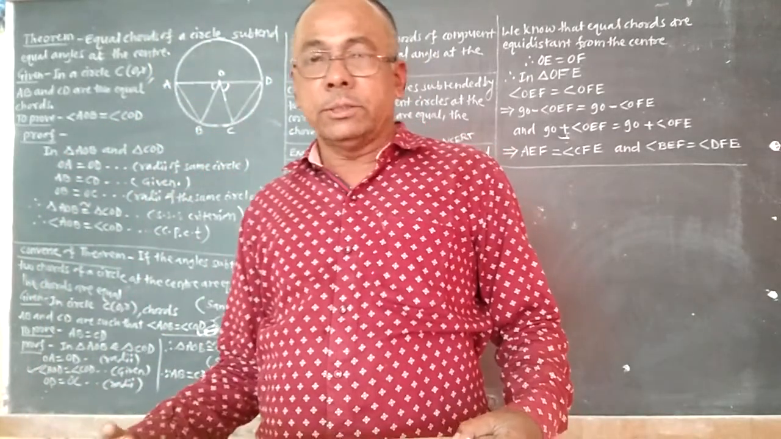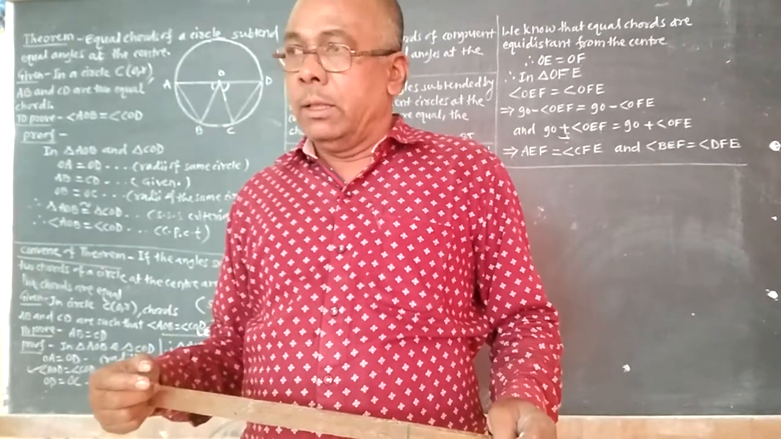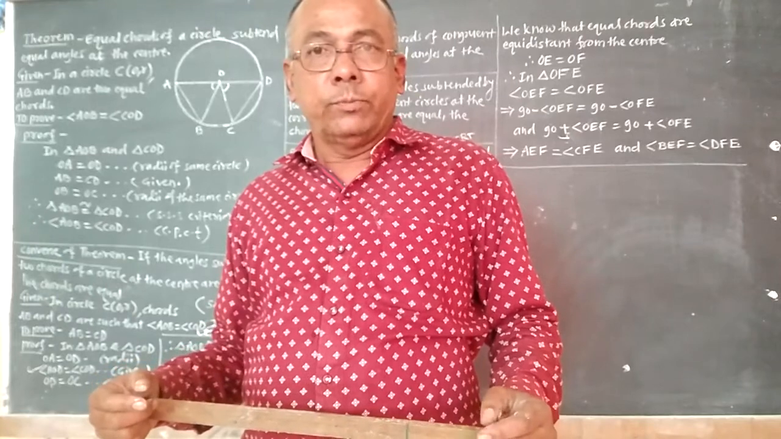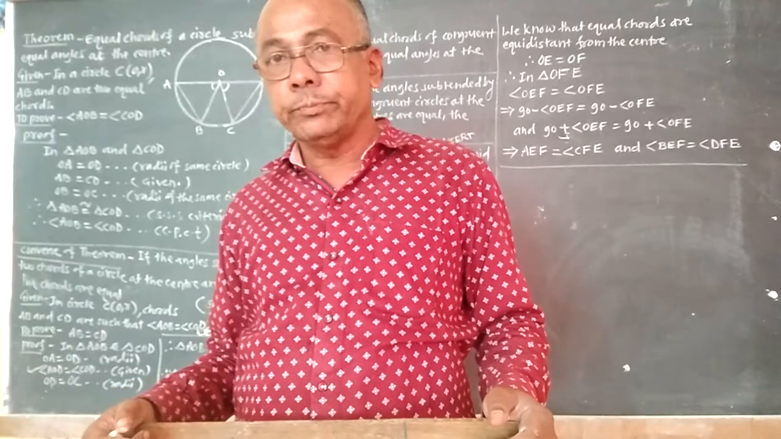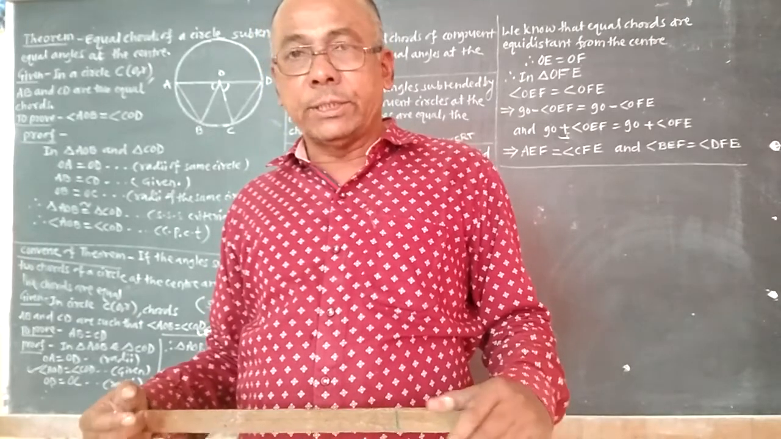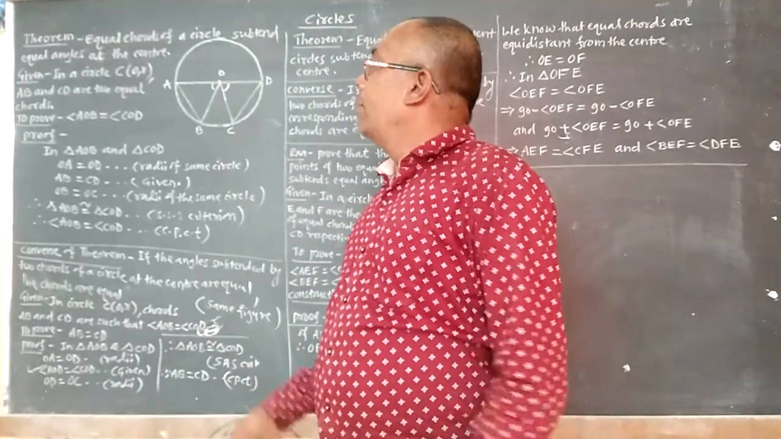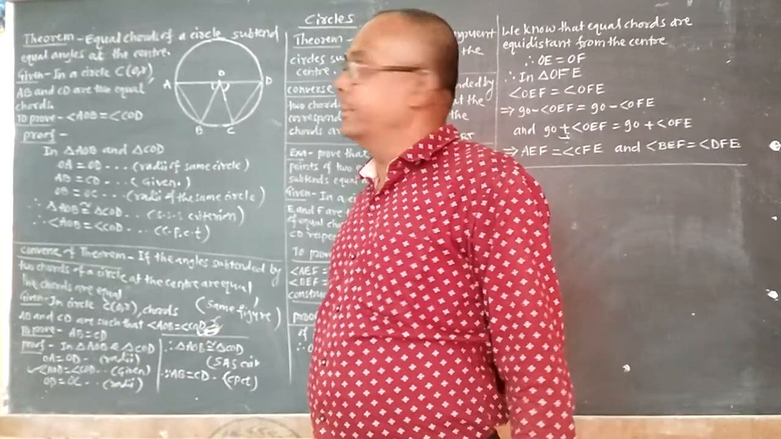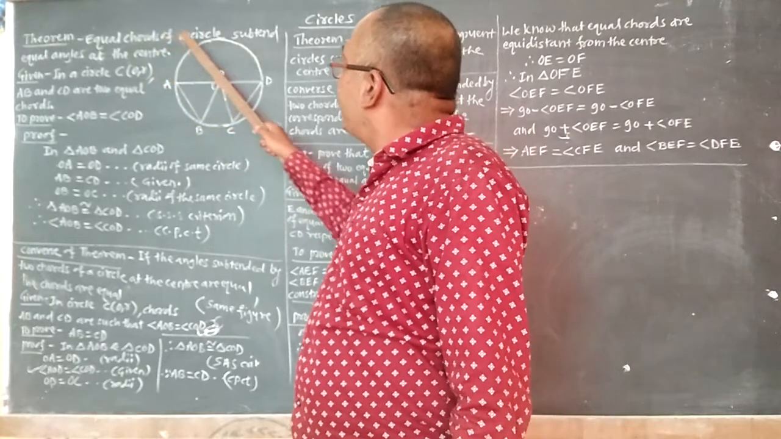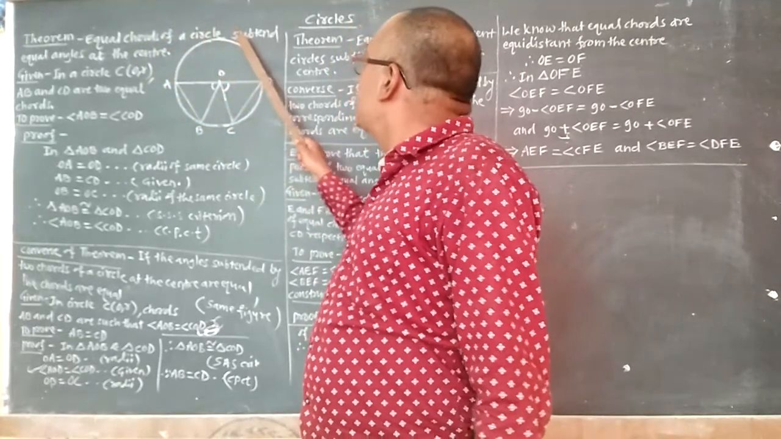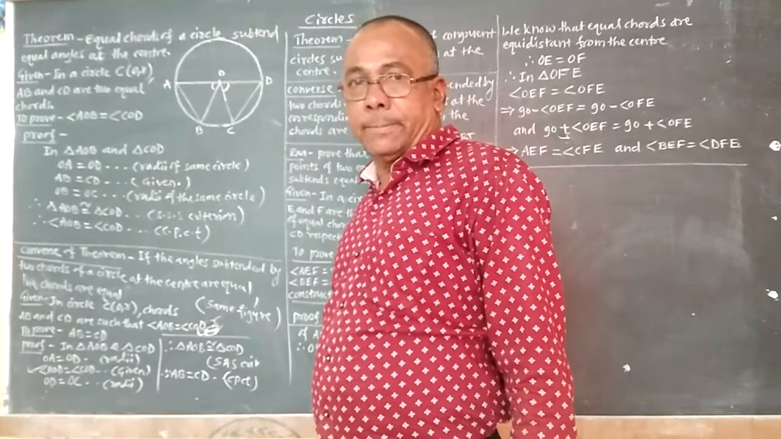We have seen some properties of circle, and now some more properties we are going to see today. In our topic circle, our next theorem, or property, is that equal chords of a circle subtend equal angles at the center.